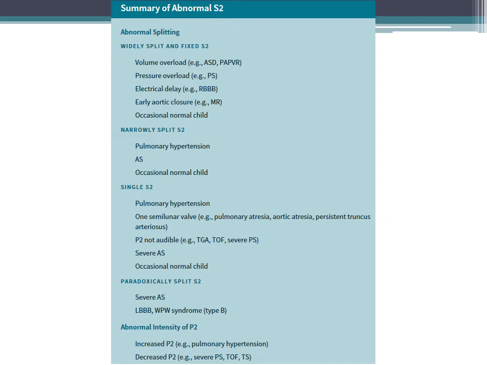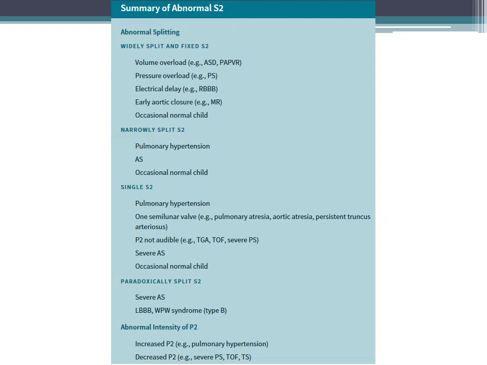It can also be seen in right bundle branch block, which is a delay in the electrical activation of the RV, and that delays the completion of RV ejection. It can also be seen in mitral regurgitation, which is a decreased forward output seen in this condition, which shortens the LV ejection time, causing aortic closure to occur earlier than normal.